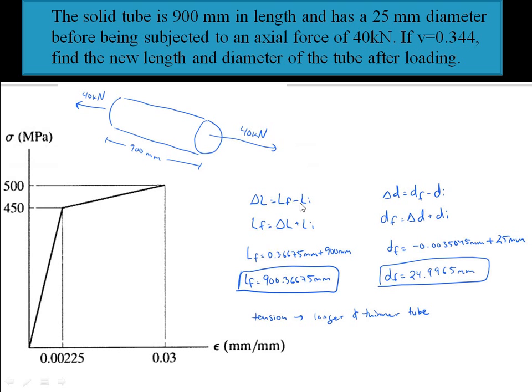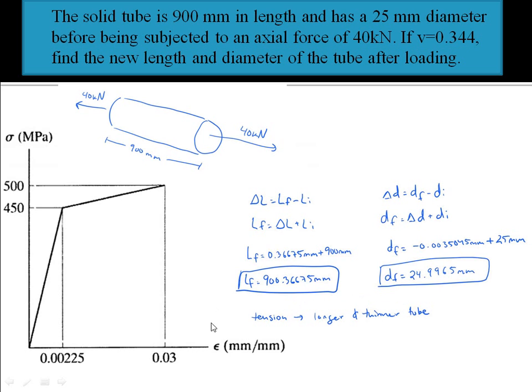Okay, so now I've found my delta L and my delta D, and I know that a change is just a final minus initial value. So I know both of my initial values, and I found my delta, so I just did L final and D final equals the change plus the initial value. So I get length final is equal to 900.36675 millimeters, and diameter final is equal to 24.9965 millimeters.